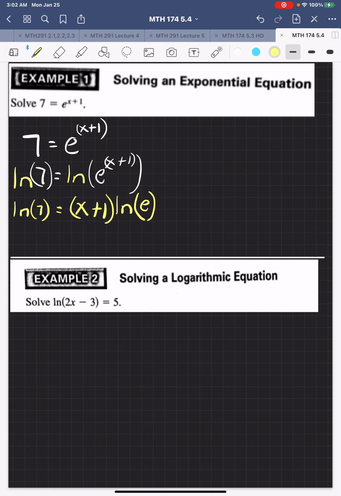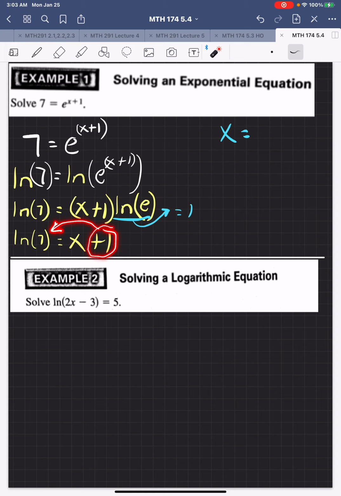So what's left at that point is just ln of 7 is equal to x plus 1, right? So I'll write you a note, just in case it's been a while: this is equal to 1. All right, remember, the goal is to solve, so x equals is our goal. Well, if you want to get x by itself, all we've got to do is subtract 1, and there we have it. So x is equal to ln of 7 minus 1.